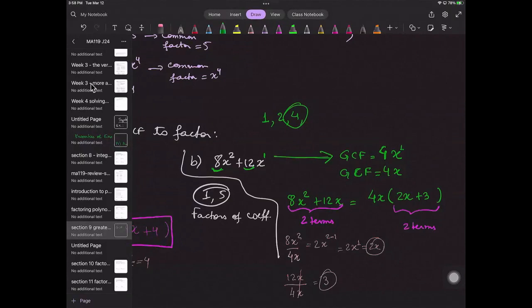And again, you can check to see that this is right just by doing that multiplication. So if the multiplication is the same as my 8x squared plus 12x, then it's correct. It's a factorization. And the GCF is like taking the largest chunk from the polynomial. And then once you divide by that chunk, the leftover goes inside that parenthesis.